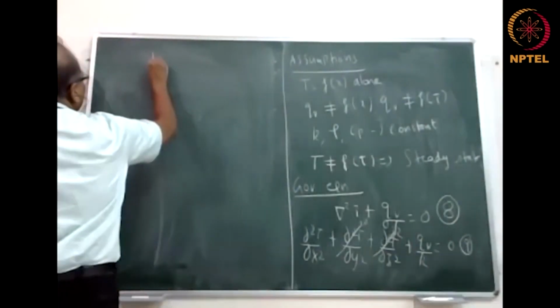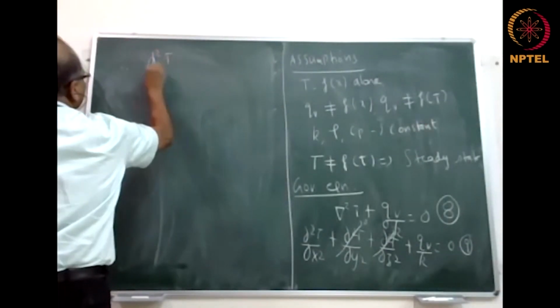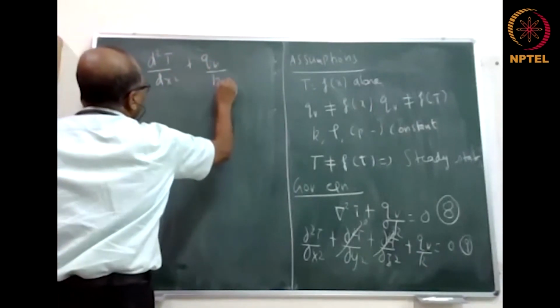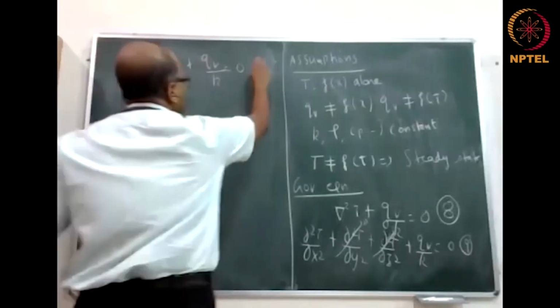Therefore, d square T by dx square plus qv by k equal to 0. That's equation 10.